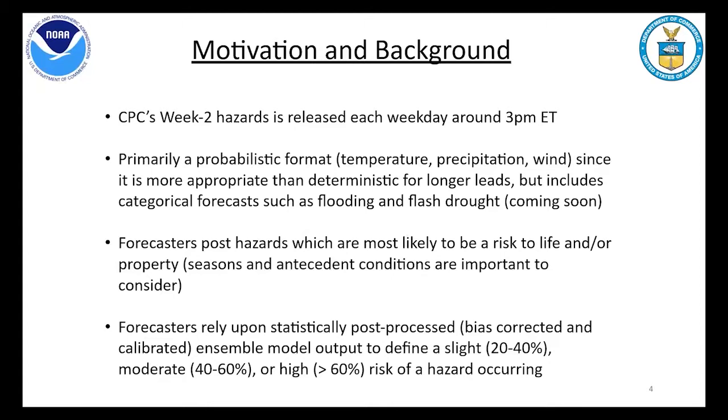And the reason the flooding and flash drought hazards are categorical is we don't have the adequate tools right now to produce probabilistic flooding or flash drought outlooks at this time. And forecasters post hazards which are most likely to be a risk to life and/or property. The season, time of year, and antecedent conditions are important to consider. And forecasters rely upon statistically post-processed ensemble model output to define a slight, moderate, or high risk of a hazard occurring.